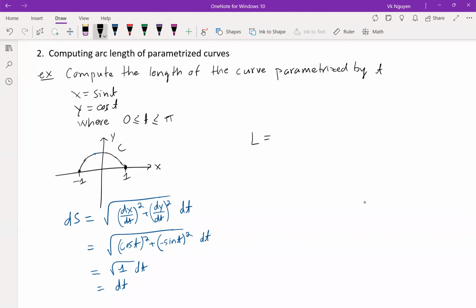The length is the integral over the curve C of ds, which is the integration with t going from 0 to pi, of dt. And if you don't see anything here, that's the number 1. And the antiderivative of 1 is t. Evaluate from 0 to pi, and this gives us pi.